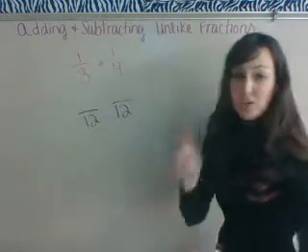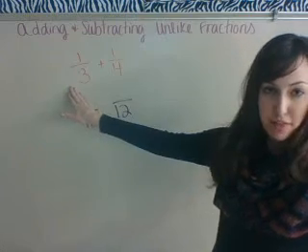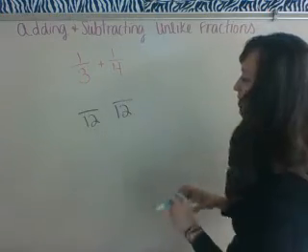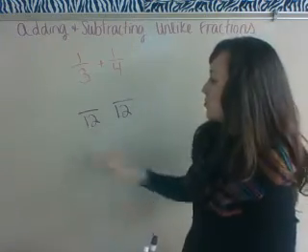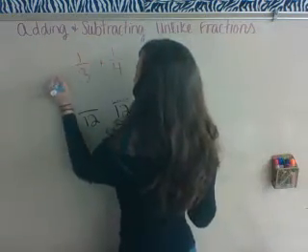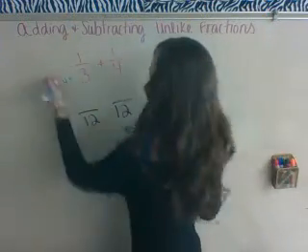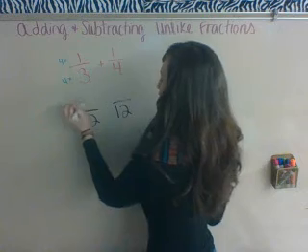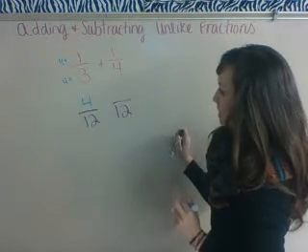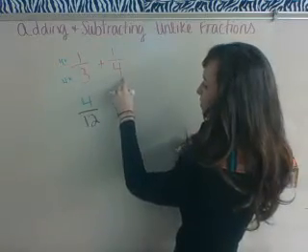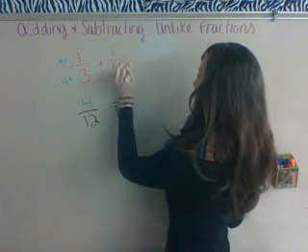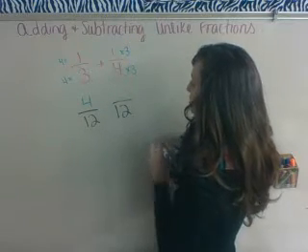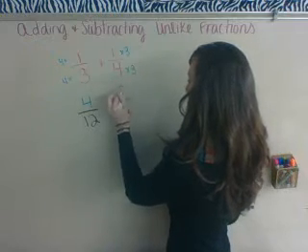Now the last one, we only had to change the one with the 5th. But now neither of these has a 12 on the bottom, so we're going to have to change both of them. Let's start over here. What do I have to do to get 3 to be 12? I have to multiply it by 4. And whatever I do to the bottom, I have to do to the top. So multiply the top by 4. 3 times 4 is 12. 1 times 4 is 4. Now moving over to this one, what do I have to do to 4 to get it to be 12? I have to multiply it by 3. And whatever I do to the bottom, I must do to the top. So I end up with 4 times 3 is 12, and 1 times 3 is 3.